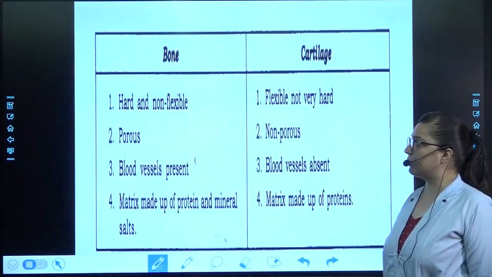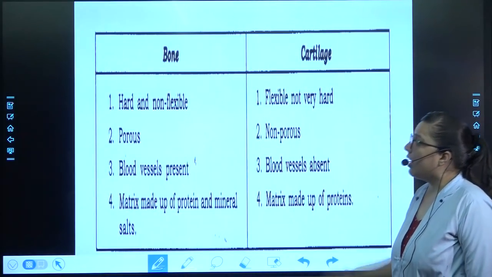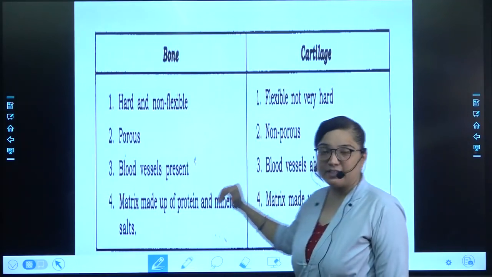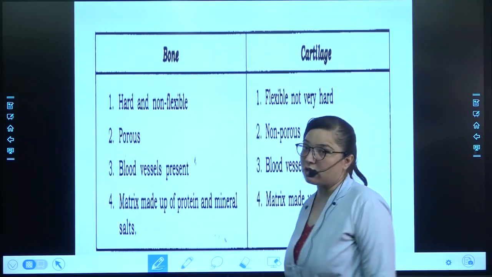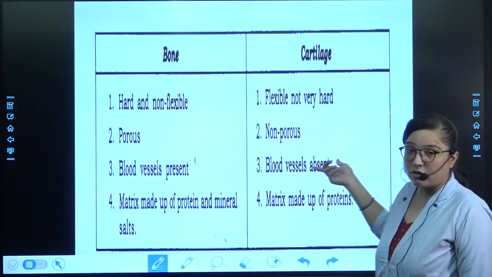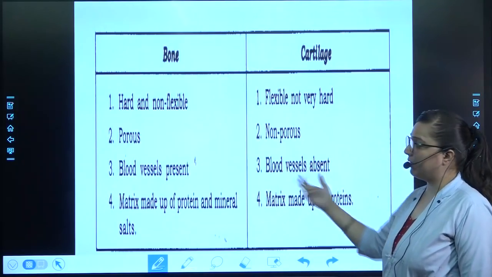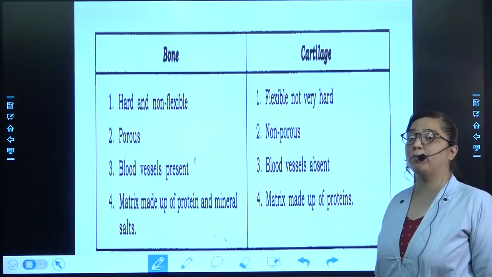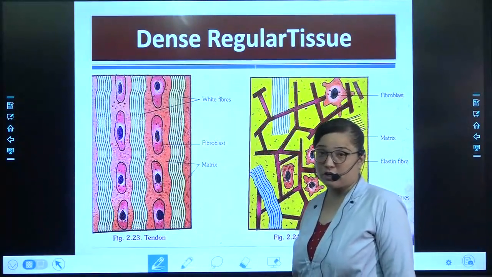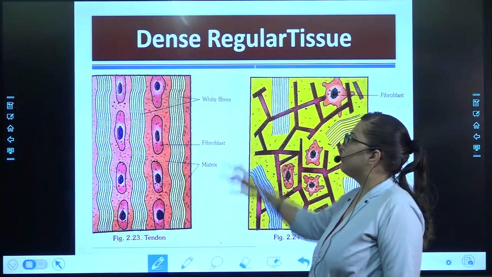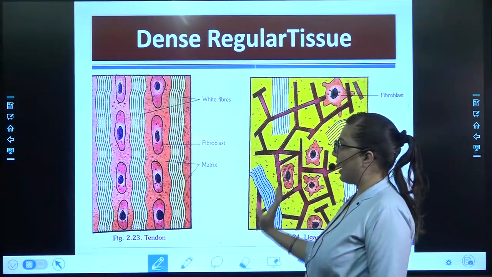Then this difference. Bone is hard, porous, has blood vessels, and the matrix is made up of protein and mineral salts. Here, cartilage is flexible but not hard, non-porous. Blood vessels are absent, and the matrix is made up of only protein. Coming to the dense regular tissue, white fibers are arranged in a row here, here they are scattered.